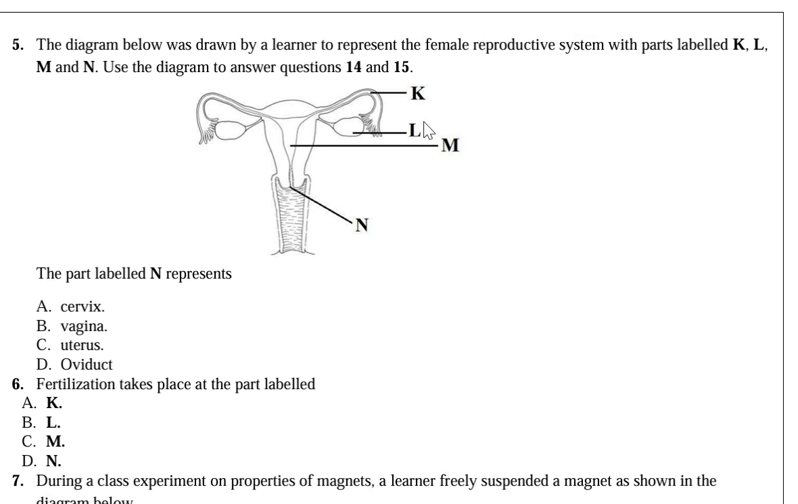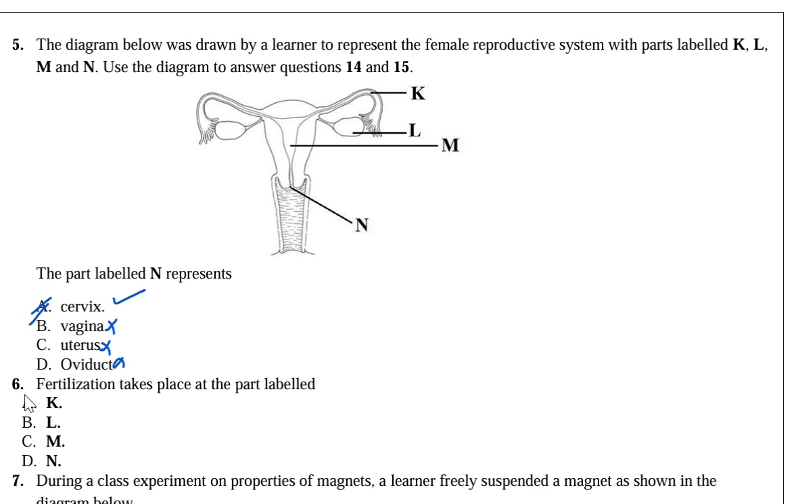So maybe you can name all these other parts. We can start with M. M is known as the uterus or womb. You go to K. K is known as the oviduct or the fallopian tube. And then L is known as the ovary. The name for N is the cervix. So it is not vagina, it is not uterus, it's not oviduct. So the name is cervix. Therefore, the correct option is A.